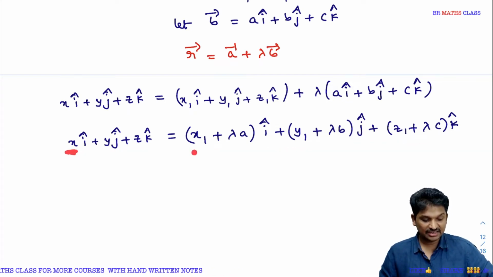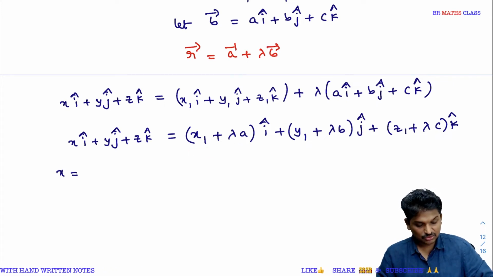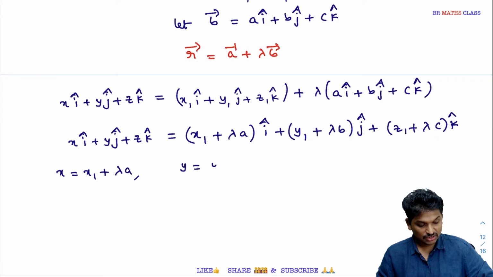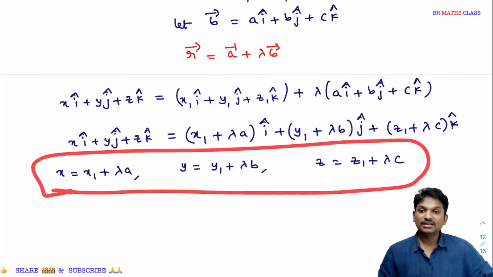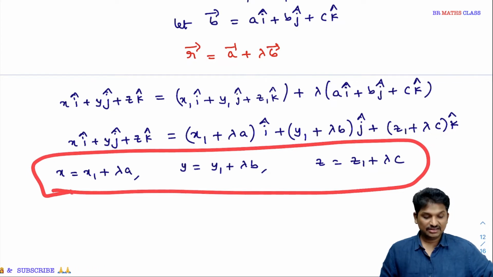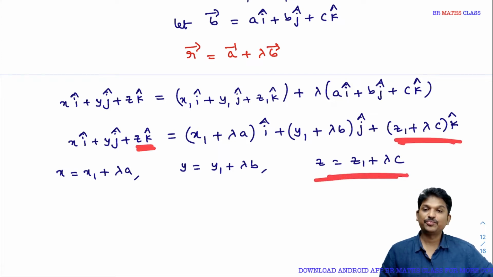Here what you will get: x equal to x1 plus lambda a, right? y equal to y1 plus lambda b, z equal to z1 plus lambda c, right? I'll get these things as these two vectors are equal. I hope you are understanding. Just equating scalar components, you will get this.